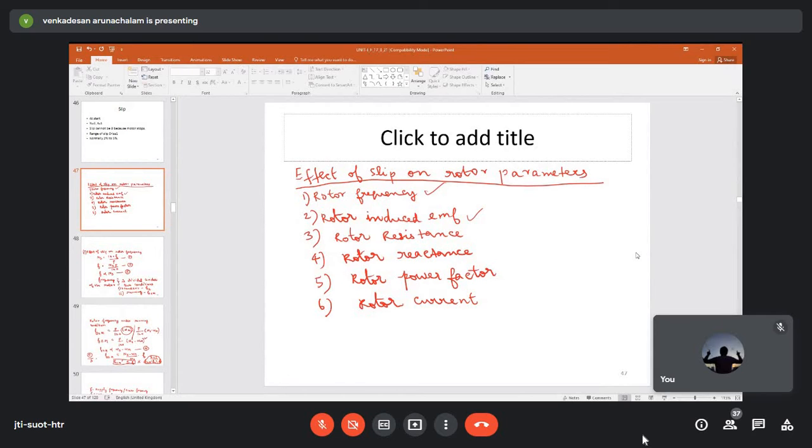So since the slip has two ranges of values, the effect of slip on the rotor parameters is divided into two: one during the starting condition, another during the running condition. We have to analyze the effect of slip on the rotor parameters during the starting condition and also during the running condition. One by one we will take. First we will take the rotor frequency. Okay.